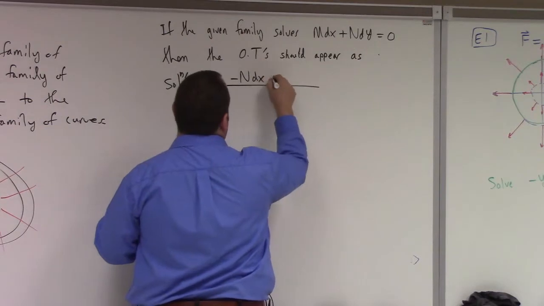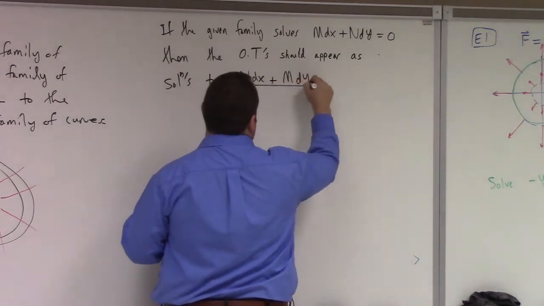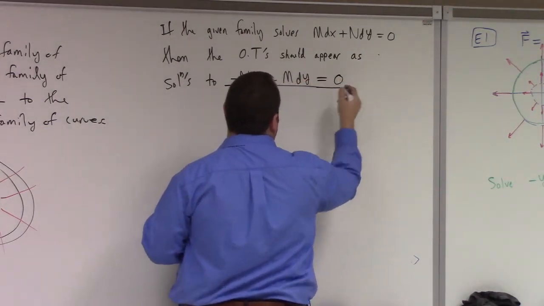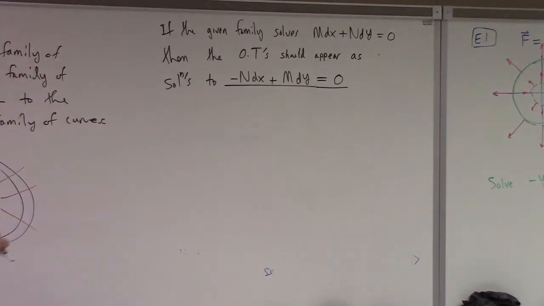Minus n dx plus m dy. I hear what I want to hear. I think that's why m and n are a horrible choice. It's just customary, but it's really hard to hear the difference. So, yeah.